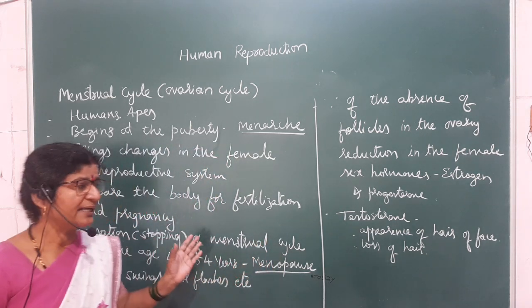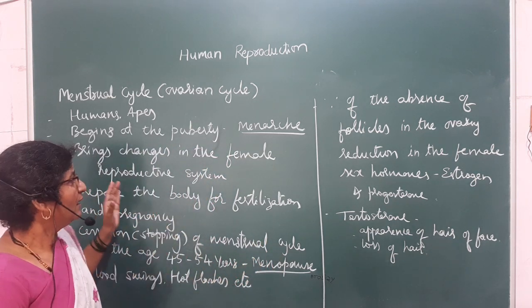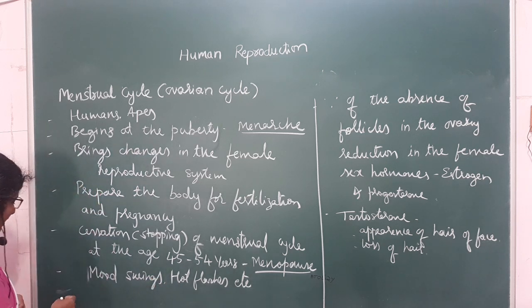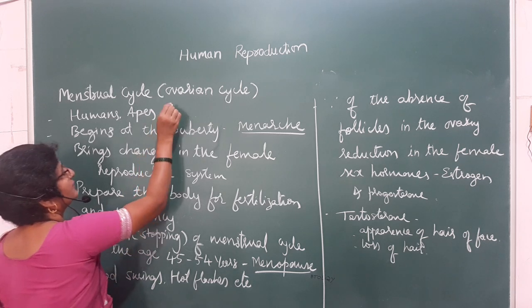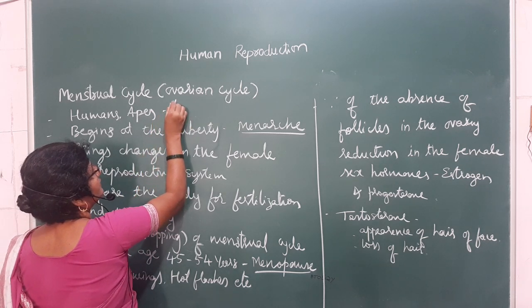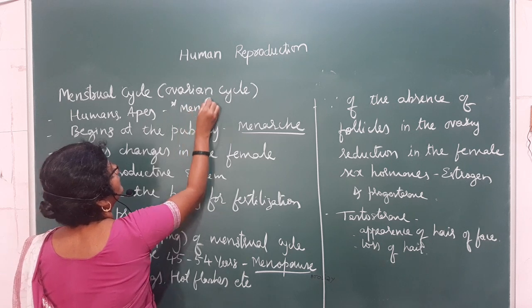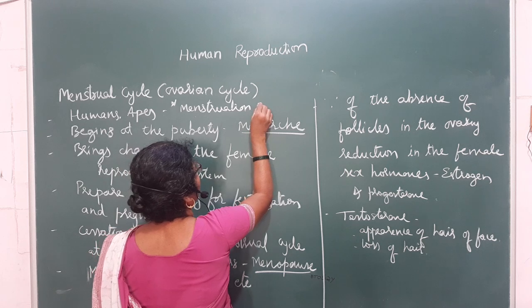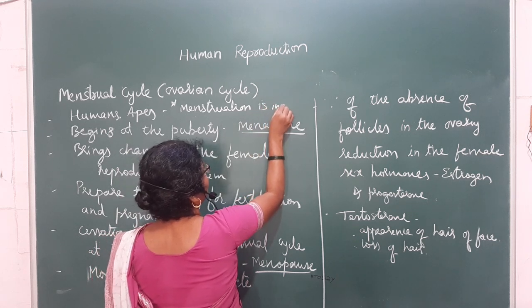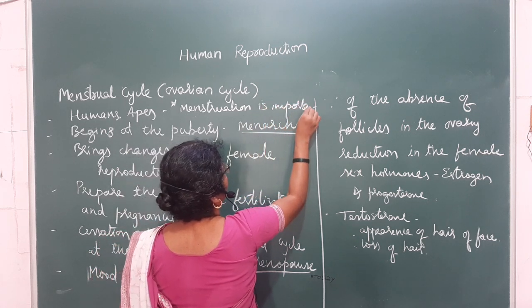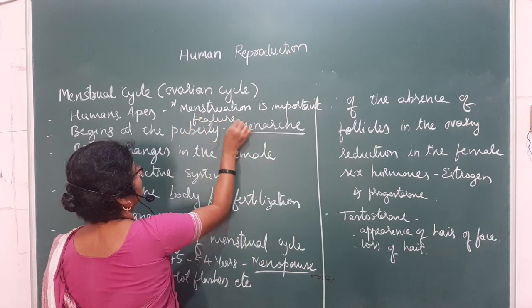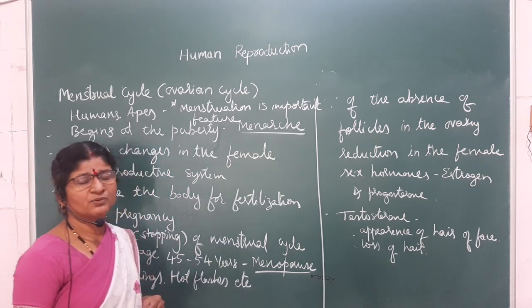Now I just told you some features about the menstrual cycle. The important feature of the menstrual cycle is the menstruation. Menstruation is a very important feature of the menstrual cycle. So this is about the menstrual cycle.